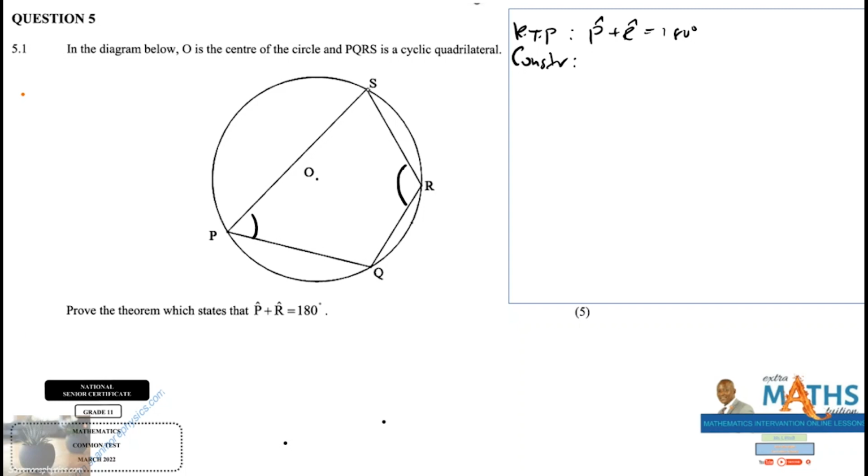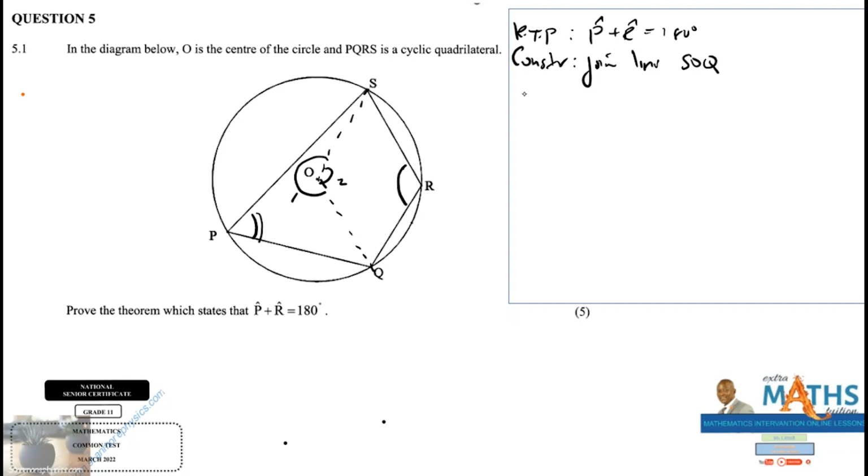Make sure that you join line SOQ. Why are we joining these two lines? So that we can create an angle at the center O, which would be O1, that would be twice angle R, and also angle O2, which would be twice angle P. Let us write that down. We said join line SOQ.